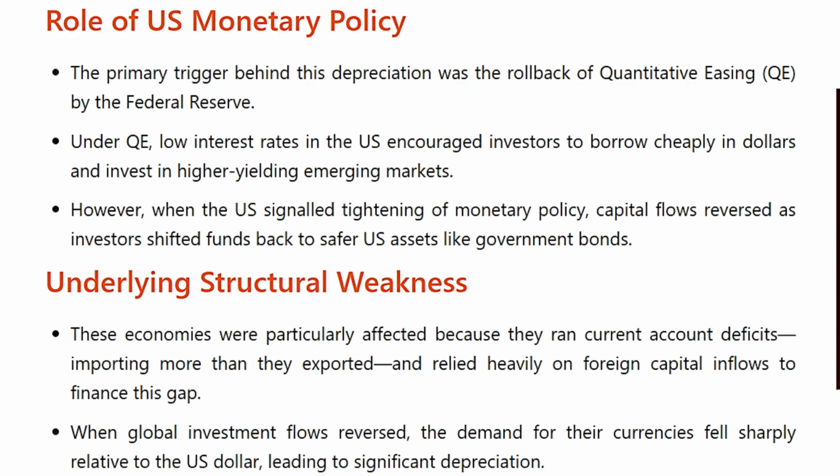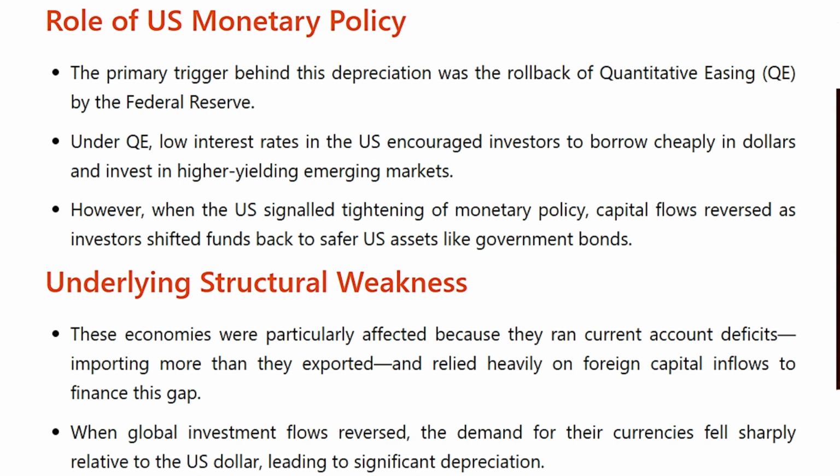Role of US monetary policy. The primary trigger behind this depreciation was the rollback of quantitative easing, QE, by the Federal Reserve. Under QE, low interest rates in the US encouraged investors to borrow cheaply in dollars and invest in higher-yielding emerging markets. However, when the US signaled tightening of monetary policy, capital flows reversed as investors shifted funds back to safer US assets like government bonds.